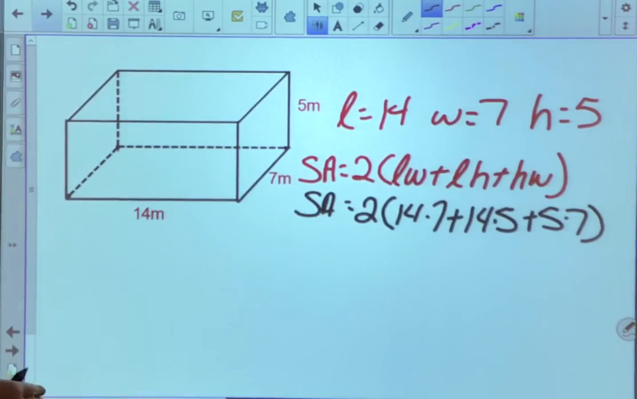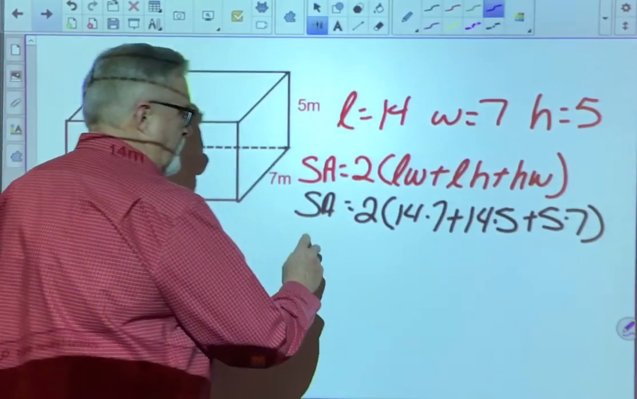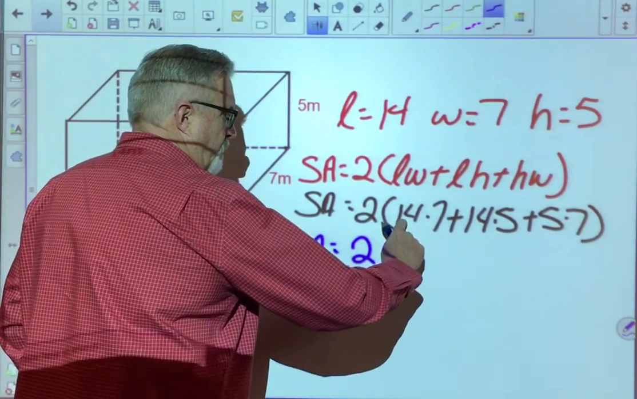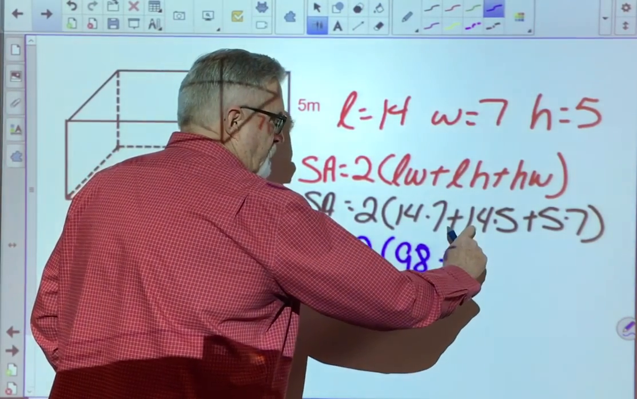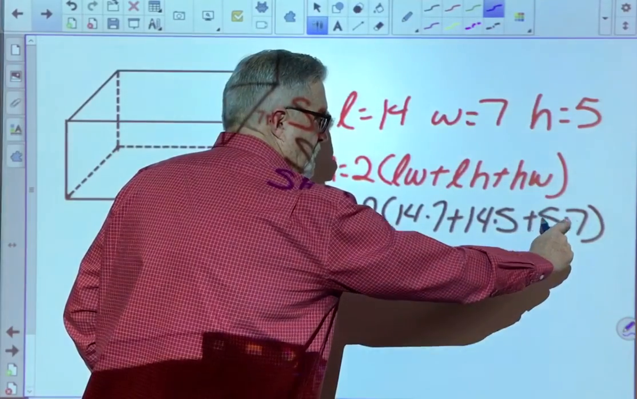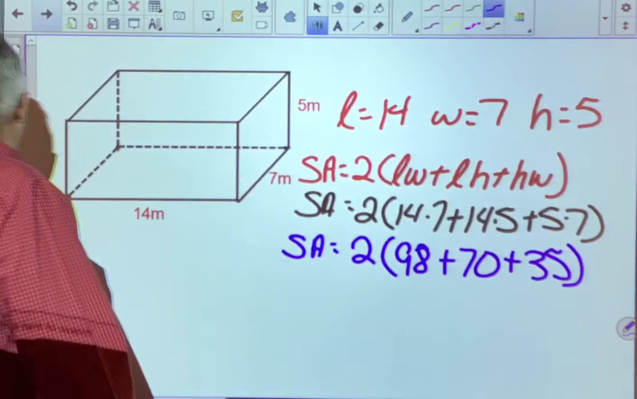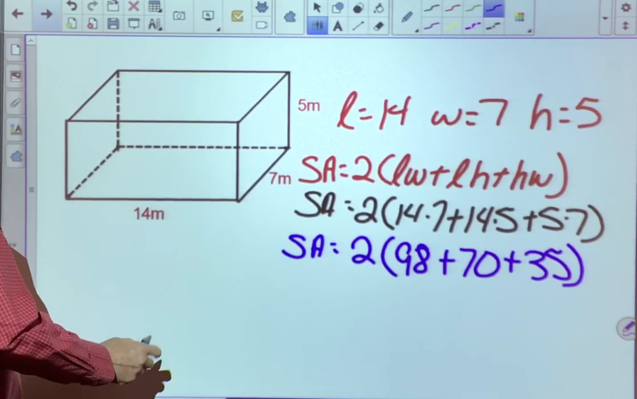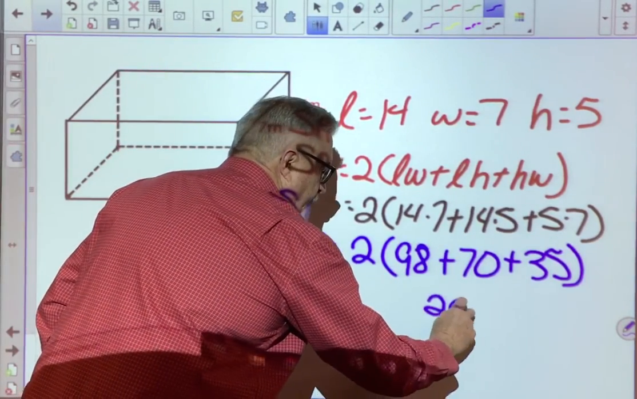Our next thing to do is get our products inside the parentheses. So surface area is equal to 2 times 14 times 7, which is 98, plus 14 times 5, which is 70, plus 5 times 7, which is 35. The next thing we need to do is get our sum inside. If we add this up, that would be 203.